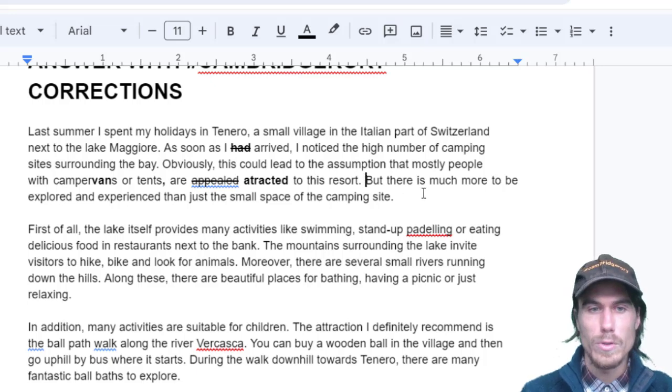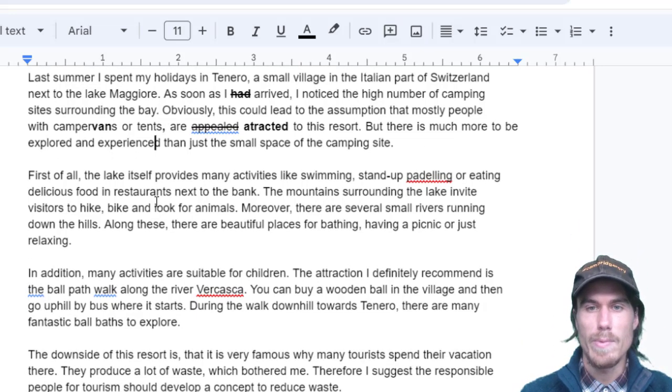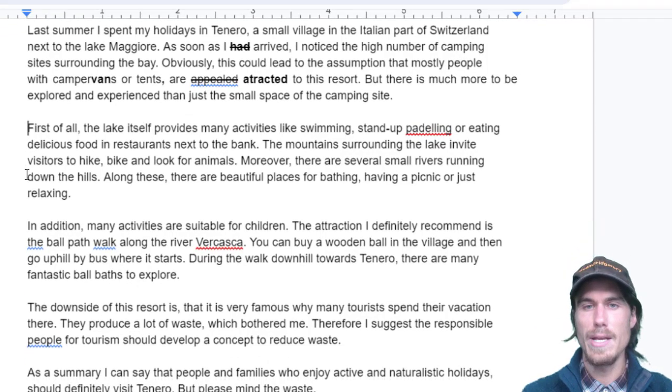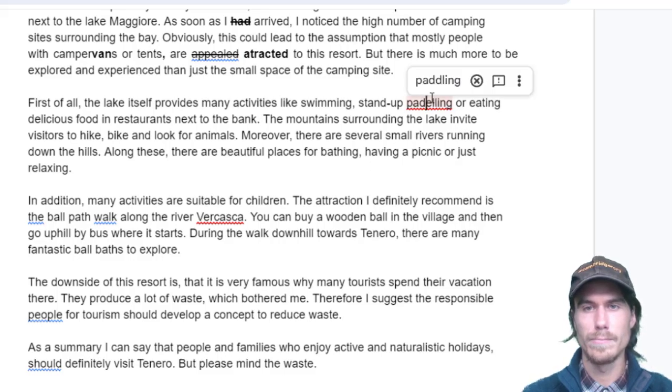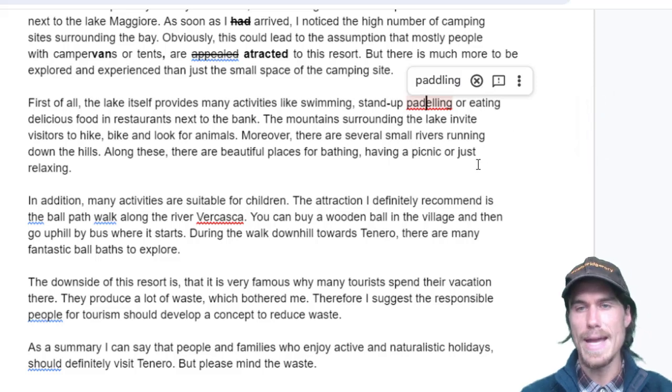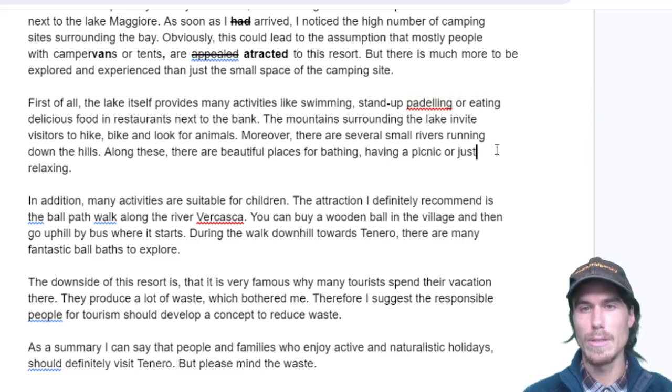But there is much more to be explored and experienced than just the small space of the camping site. First of all, the lake itself provides many activities like swimming, stand-up paddling, or eating. Yeah, paddle boarding, I think it could be called. So maybe in a modern sense, this is okay to say paddling like this. But maybe I would say stand-up paddle boarding.